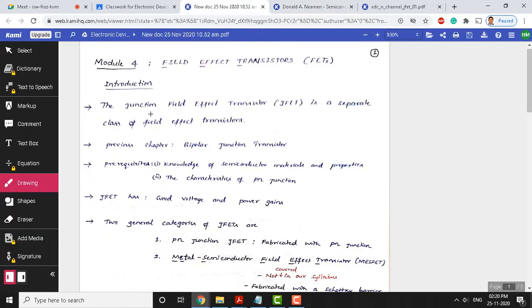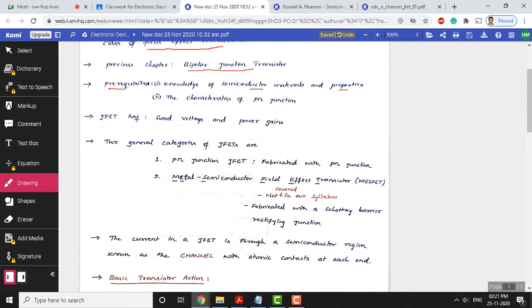Let us move on. The junction field effect transistor is a separate class of field effect transistor. In the previous chapter we focused on the bipolar junction transistor. The prerequisite for this chapter is knowledge of semiconductor materials and their properties, and the characteristics of the p-n junction, which is very important to understand the working principle of the field effect transistor. The JFET has good voltage gain and power gain, which is the advantage for us.